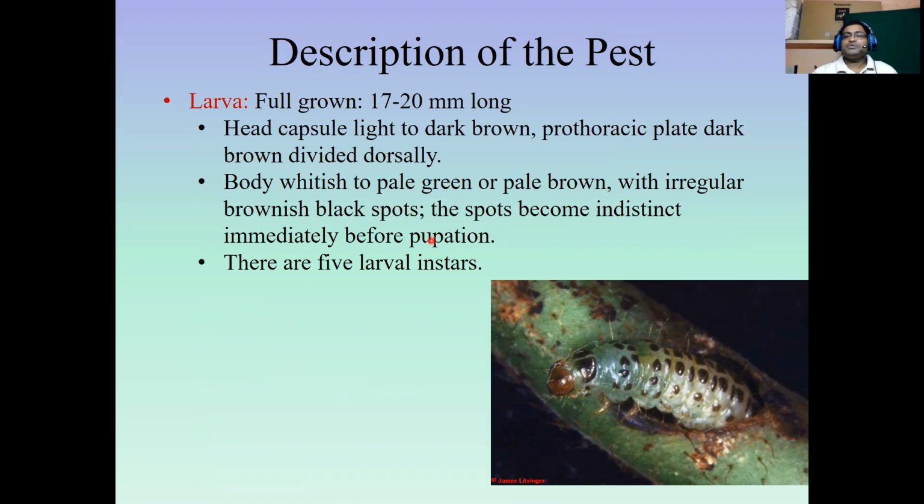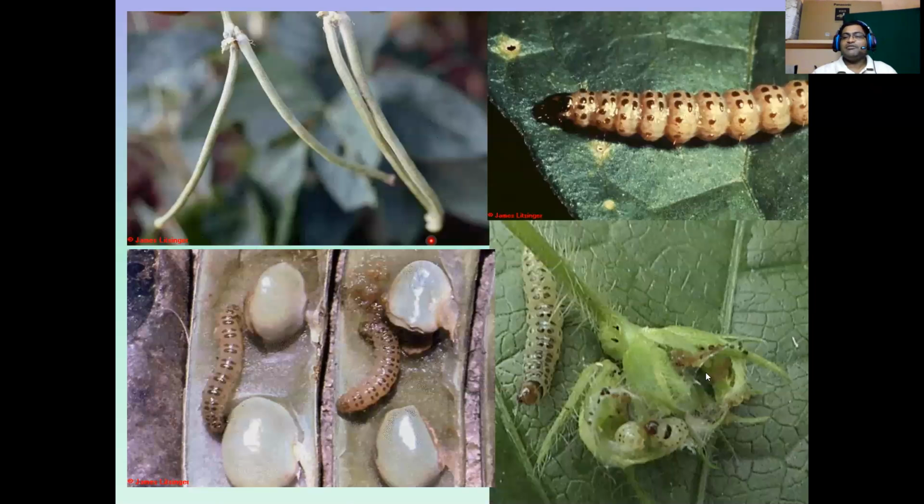They are making the webs. I can show you, right? They are making the webs here, like these webs, and eating inside and damaging these flowers and the flower buds. So that is a problem.